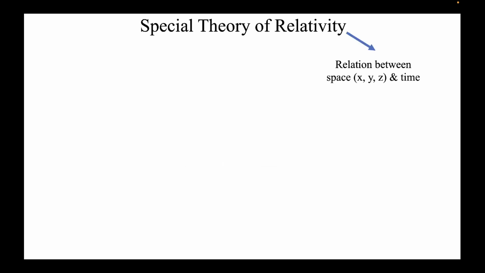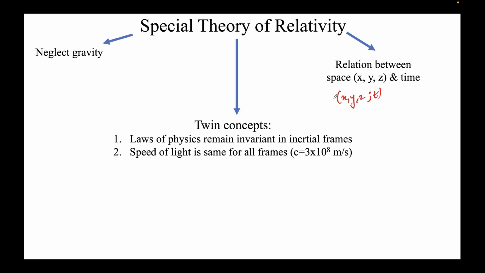We'll get started. We had talked about special theory of relativity, the relation between space, which we defined as x, y, and z, and time, which we denoted by t. We had been following this configuration, if you remember: x comma y comma z semicolon t. We are neglecting gravity here, and these are the twin postulates that special theory of relativity is built upon. The first is that laws of physics remain invariant in inertial frames, and second, the speed of light is the same for all frames. So these are the twin very basic building blocks for special theory of relativity.